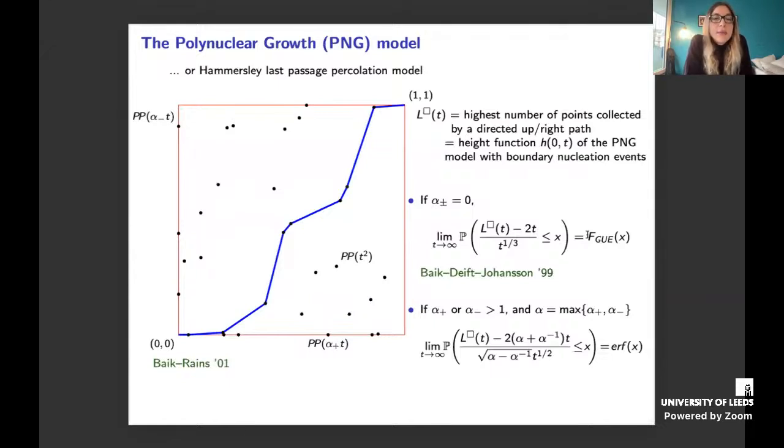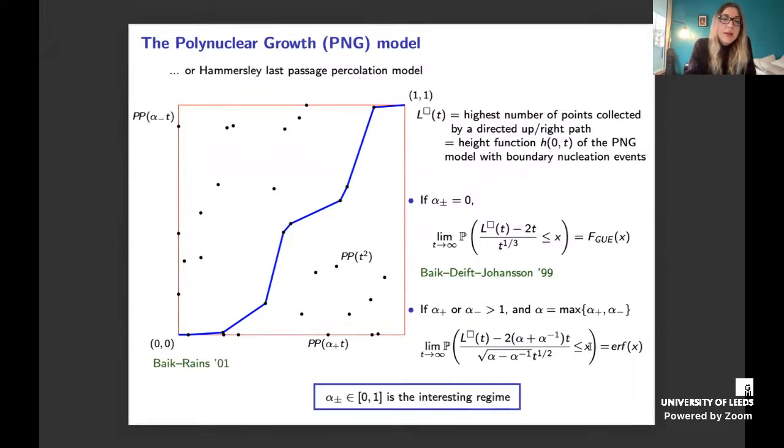If you consider parameters at the boundary that are greater than 1, so for example alpha plus is greater than 1, what happens is that on the horizontal side you will have a lot of points generated by the Poisson process. The path to maximize the number of collected points will stick to this side. So you expect a trivial behavior, and under the appropriate scaling the fluctuations will be described by the Gaussian distribution. So the interesting regime is when alpha plus and minus, the boundary parameters, are in the interval 0, 1.